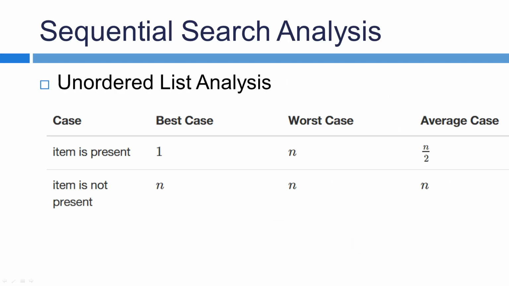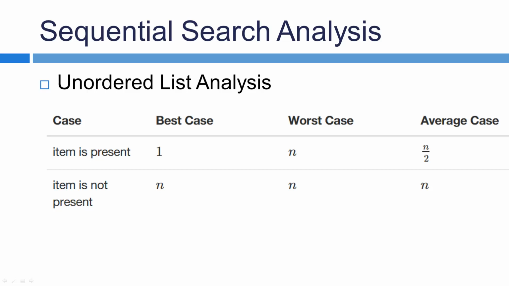So let's do a quick analysis. For an unordered list, in the case where the item is present, our best case for Big O is 1. That means we hit it on the very first try. Worst case is that it's the very last element of the list, n. So we have to go through n elements of that list to find it. So that means the average case is just going to be n over 2.